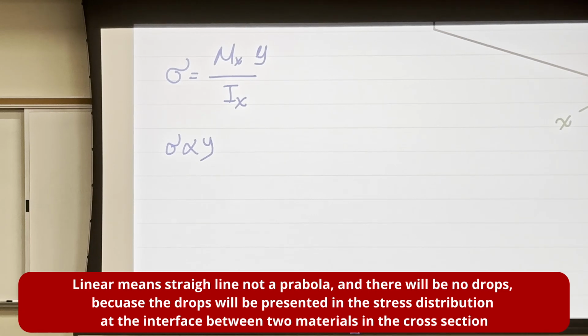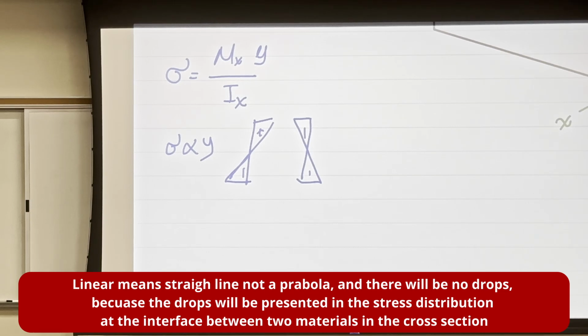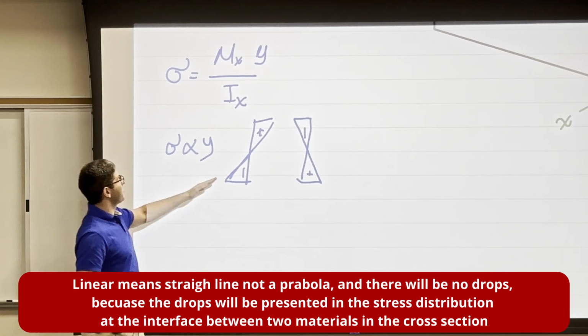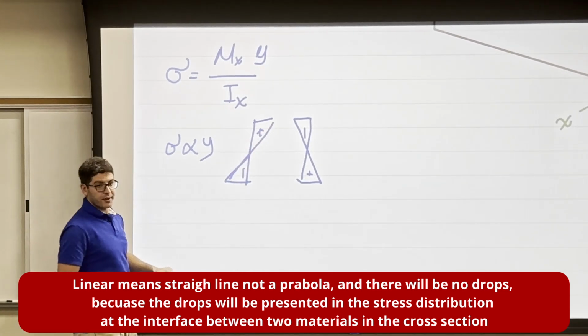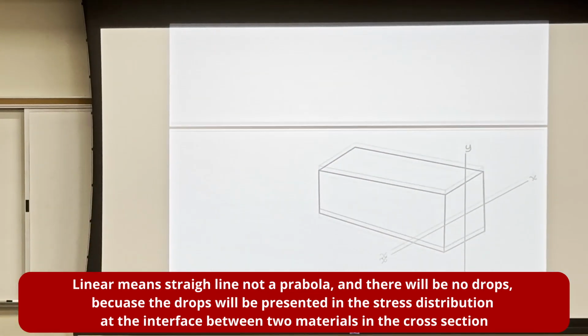Okay? So it's going to be either like this, for example, or like this. With linear, I mean there are no drops. Let me put positive. There are no drops. It's going to be a straight line all the way. Okay? So that's in case I have mx.